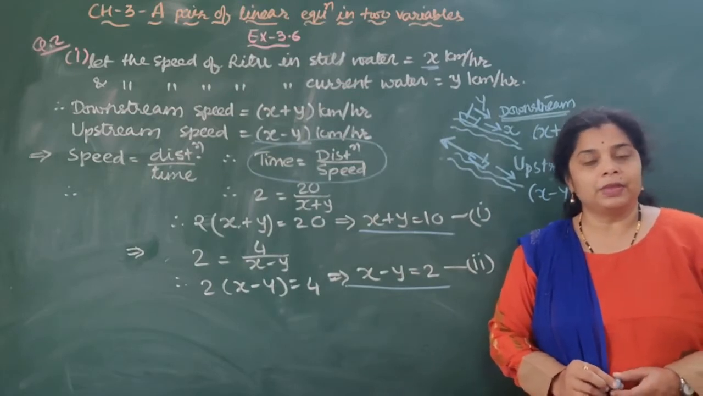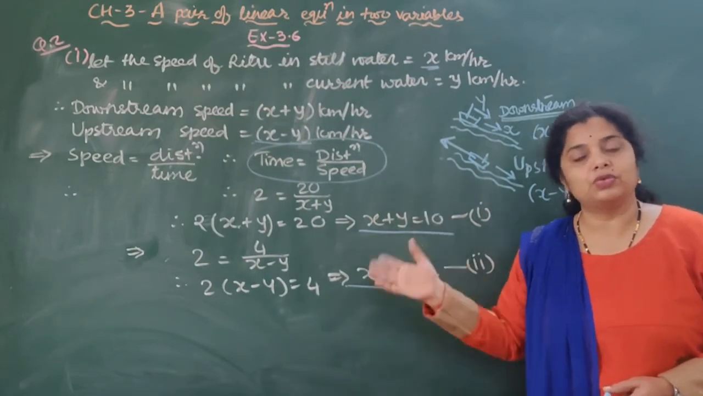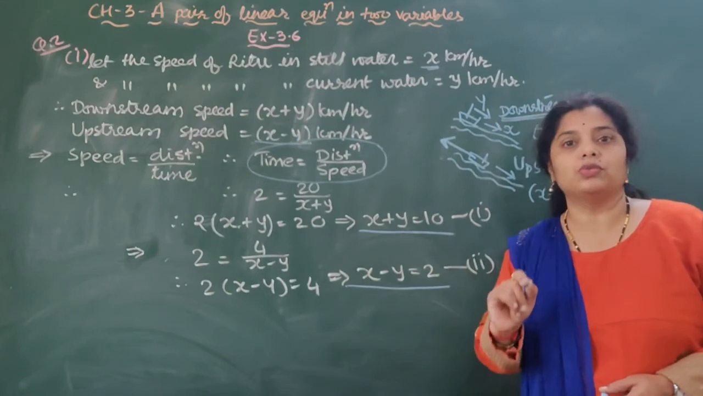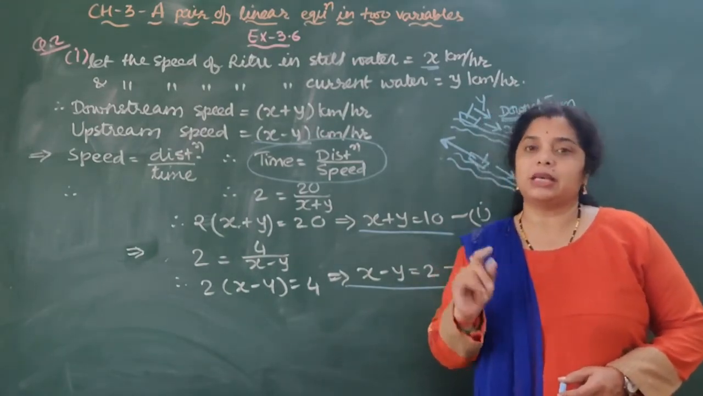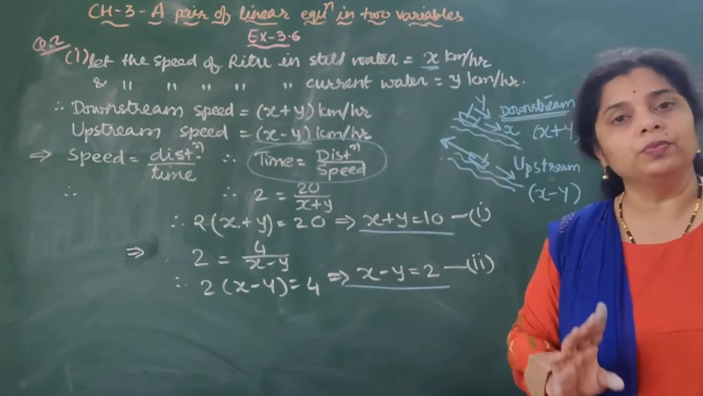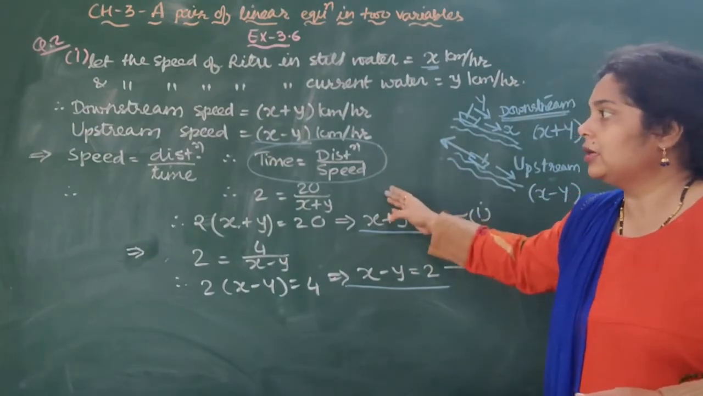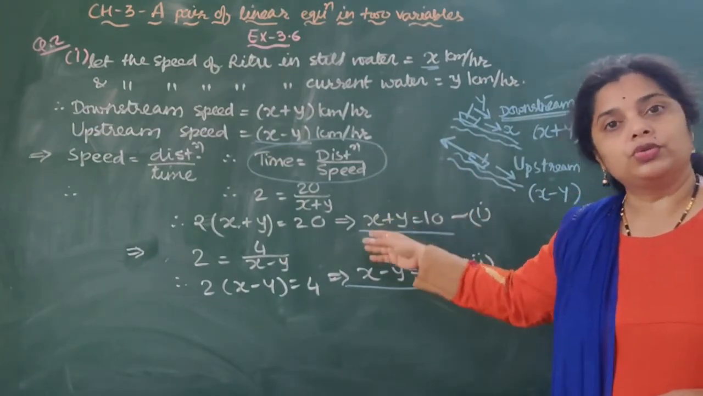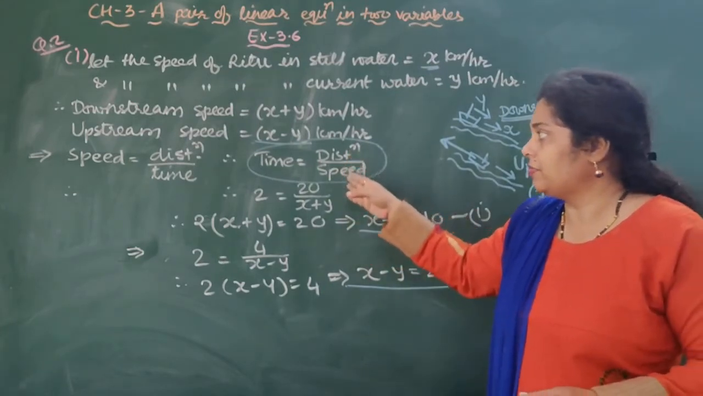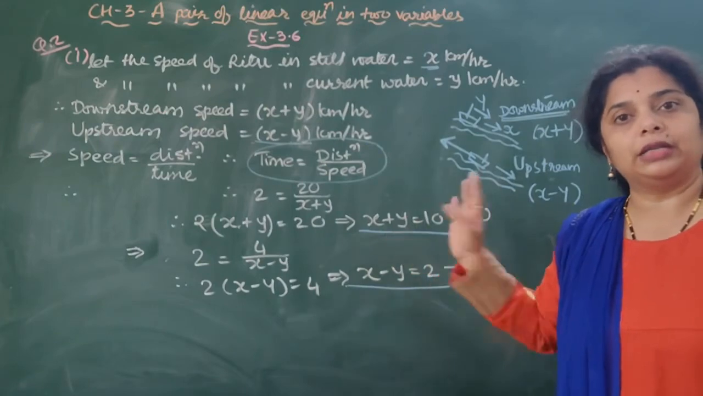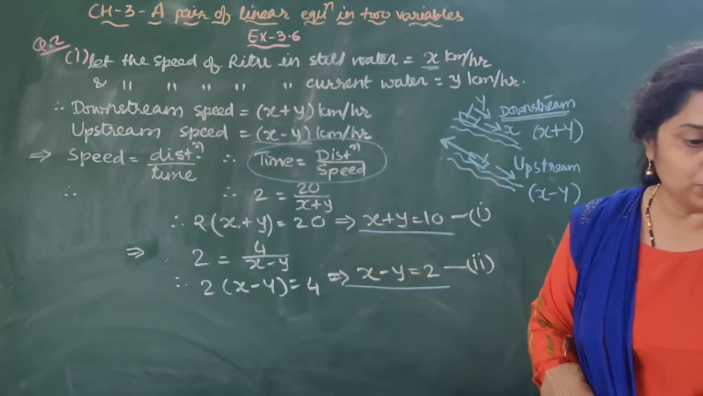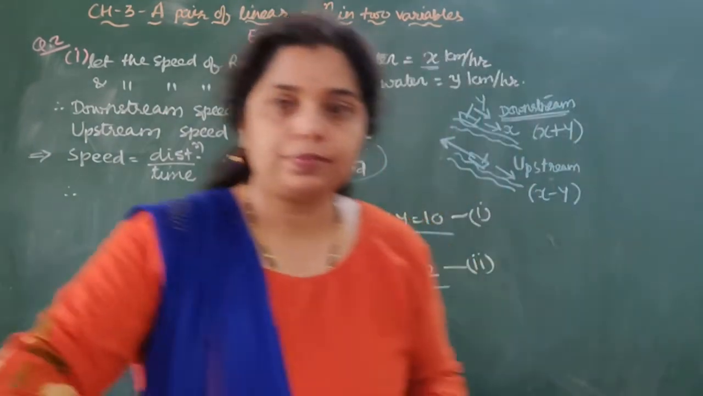Isn't it easy? I hope you got this concept of downstream and upstream. Every time, downstream means its speed is x plus y and upstream means x minus y. You have to remember that, and then it's easy for you to substitute the values in the definition and do the calculation to get the solution. Let's move to the next one.